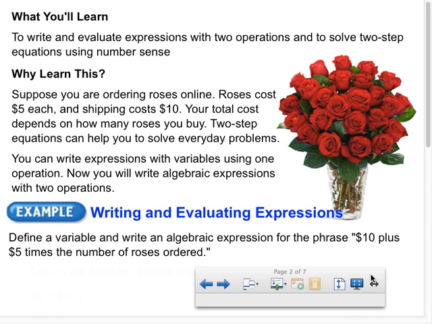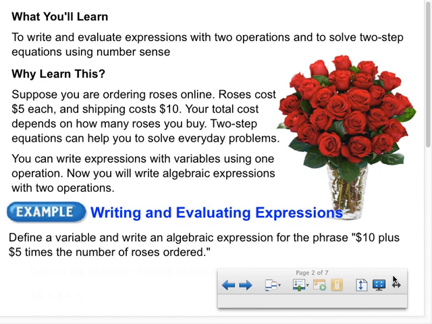All right, so moving along. Since I'm making a video with this lesson, if you don't mind, I'm going to go and read this. What you'll learn: to write and evaluate expressions with 2 operations and to solve 2-step equations using number sense.